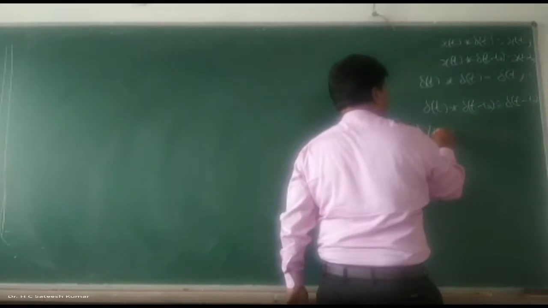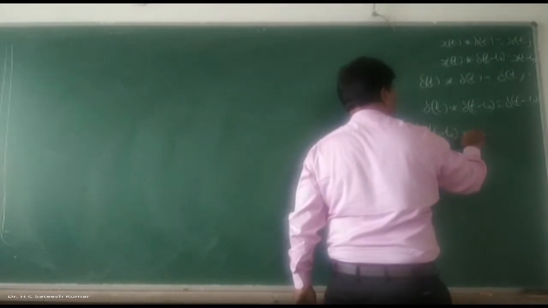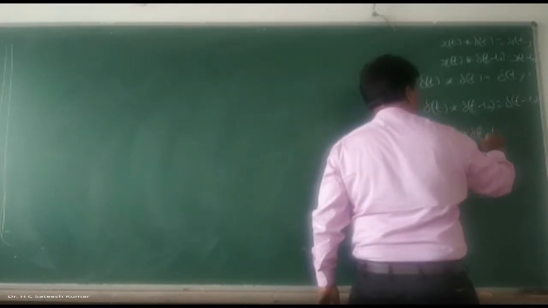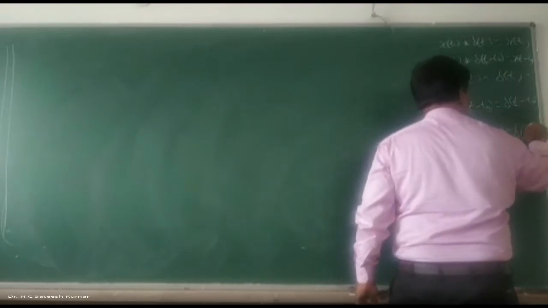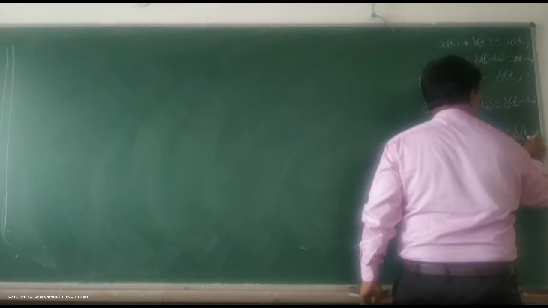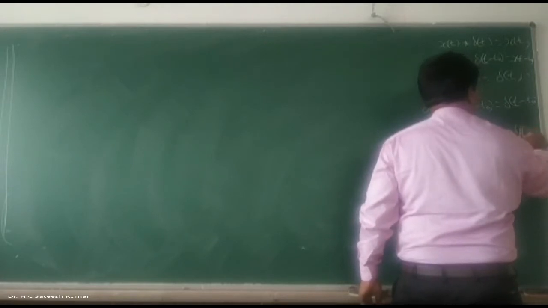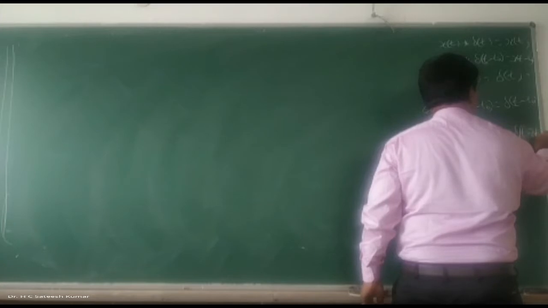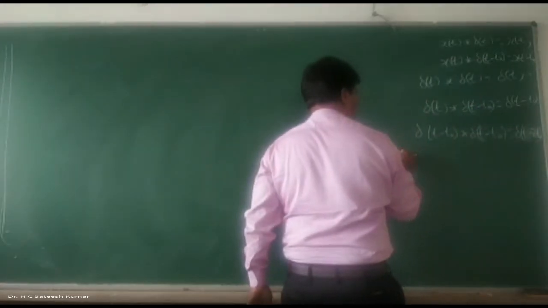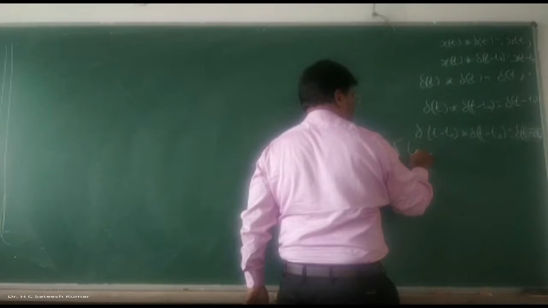Delta of t minus t naught convolved with delta of t minus t naught is equal to delta of t minus t naught minus t naught, that is, delta of t minus 2 t naught. Okay, right.